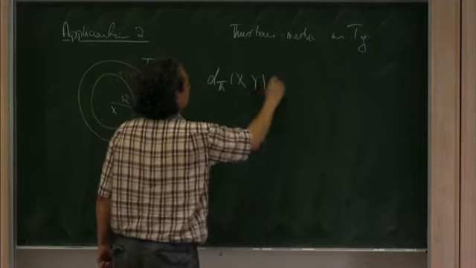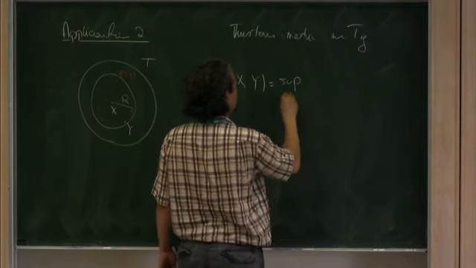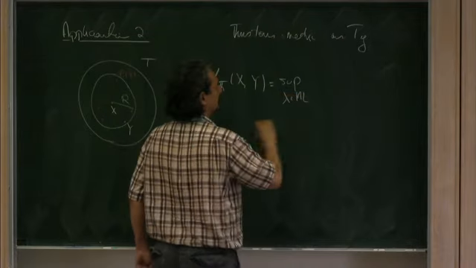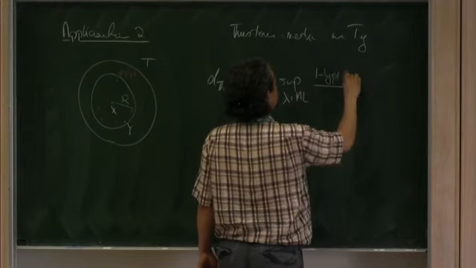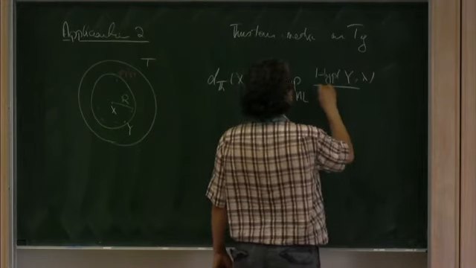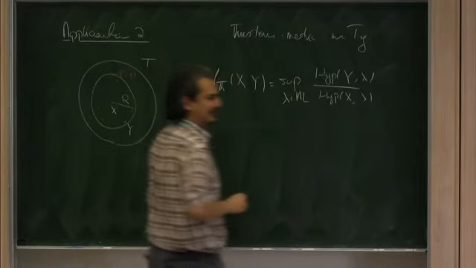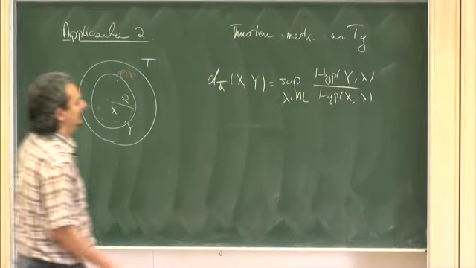I can define the distance between two points to be the supremum, maybe over length ratio of the laminations. So look at the hyperbolic length at y of lambda and divide it by the hyperbolic length at x of lambda, and take the supremum over all laminations, and take a log.